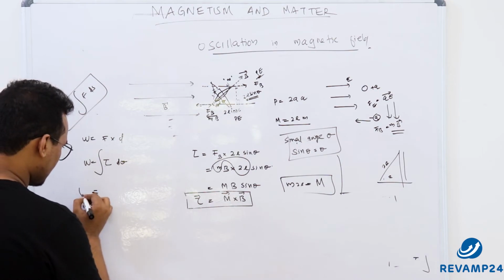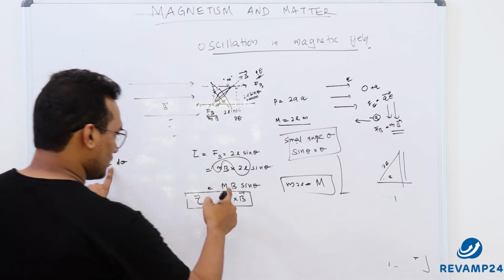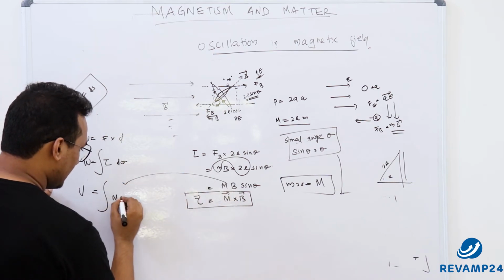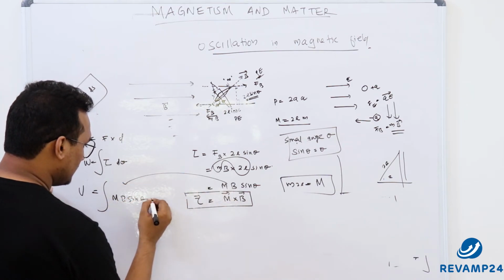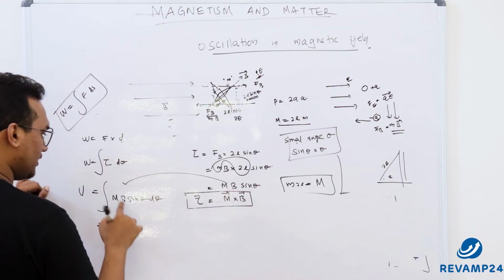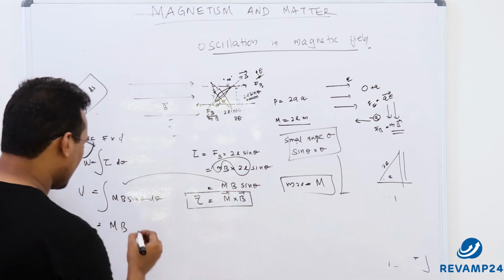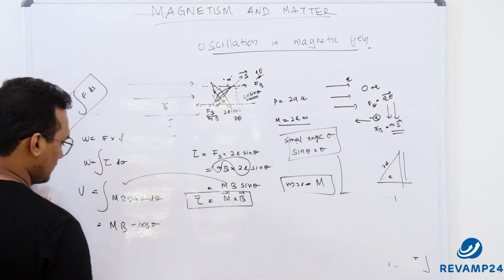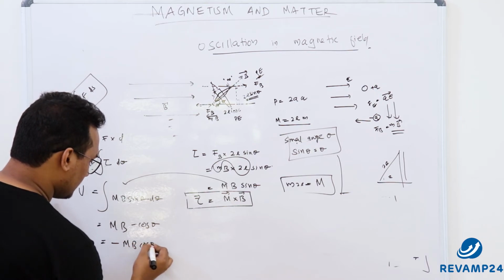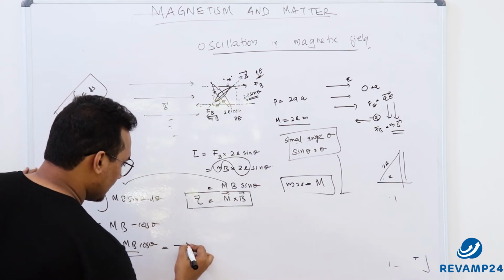So potential energy is equal to the integral of torque. What is the value of torque? I am going to substitute from here: mB sin theta d theta. So m and B are constant, right? I can take m and B outside. What is the integral of sin theta? That is minus cos theta. So the equation will become minus mB cos theta. So this is nothing but minus m dot B.